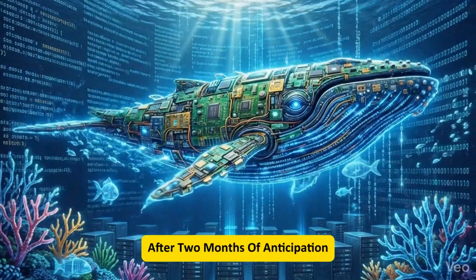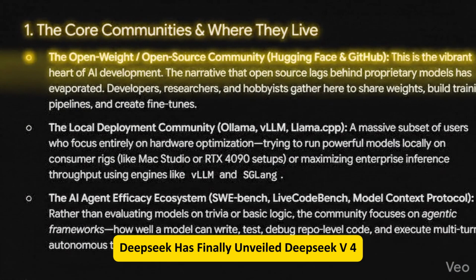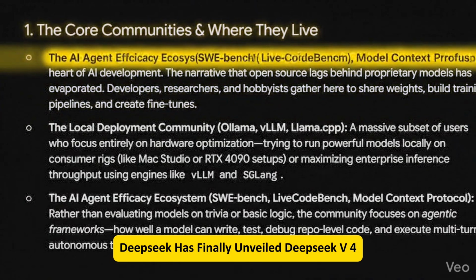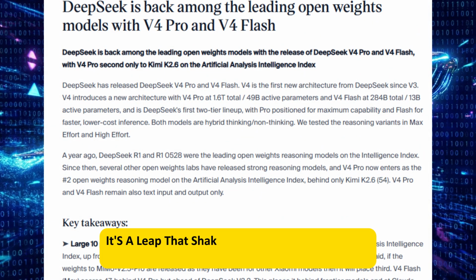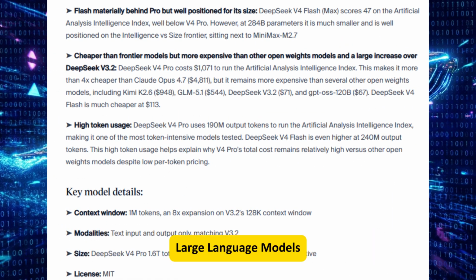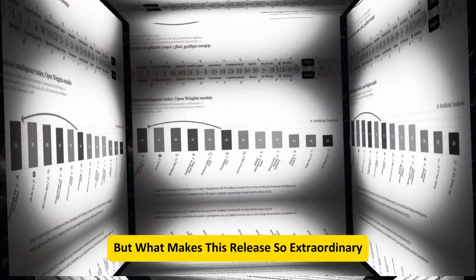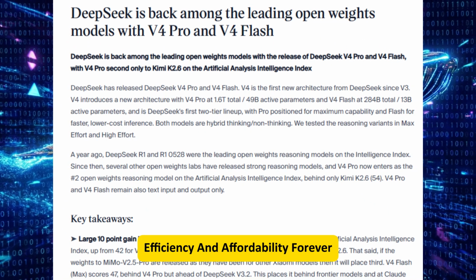After 2 months of anticipation, the AI community's whale, DeepSeek, has finally unveiled DeepSeek V4. This isn't just another upgrade. It's a leap that shakes the foundations of open-source large language models. But what makes this release so extraordinary? Stick around, because in this video, you'll discover groundbreaking innovations that could redefine AI efficiency and affordability forever.